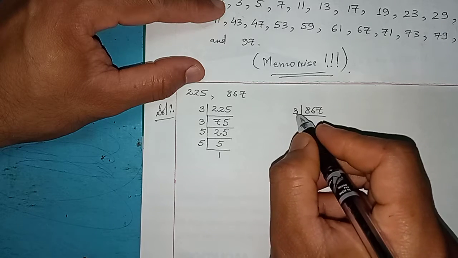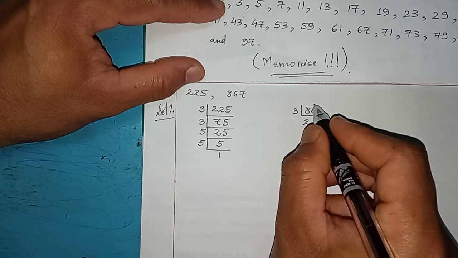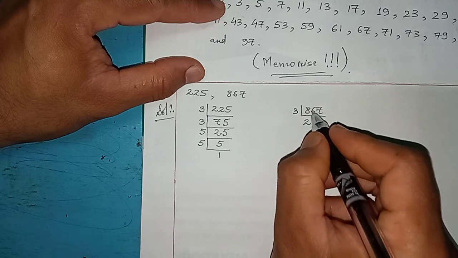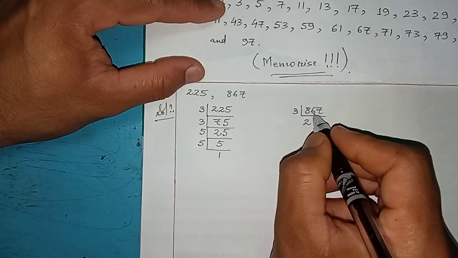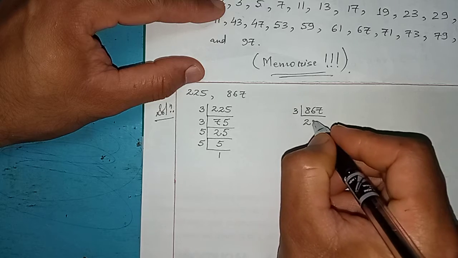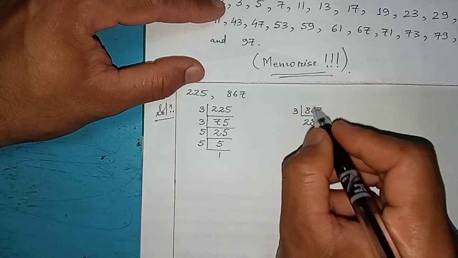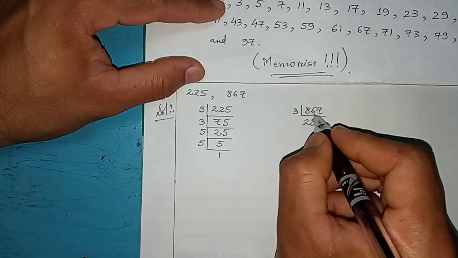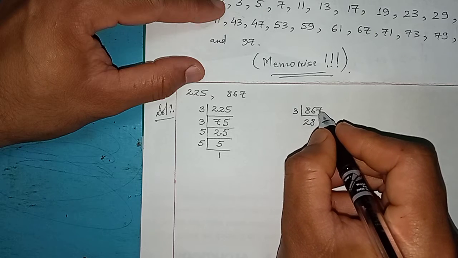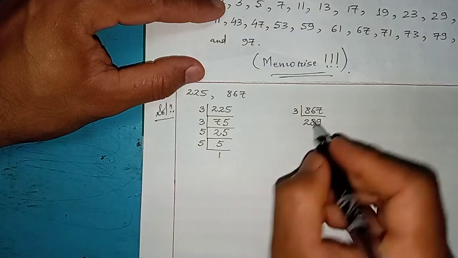Then the table of 3. 3 8s are 24. Remember it's 26. 3 8s are 24, which is small, and 3 9s are 27. 27 is big. It's 26 and 27 is big. So we'll not take 3 9s. We'll take 3 8s, 24. From 26 you subtract 24, it comes 2 again. Carry 2. Then that 2 goes and joins with 7, becoming 27. And 3 9s are 27.